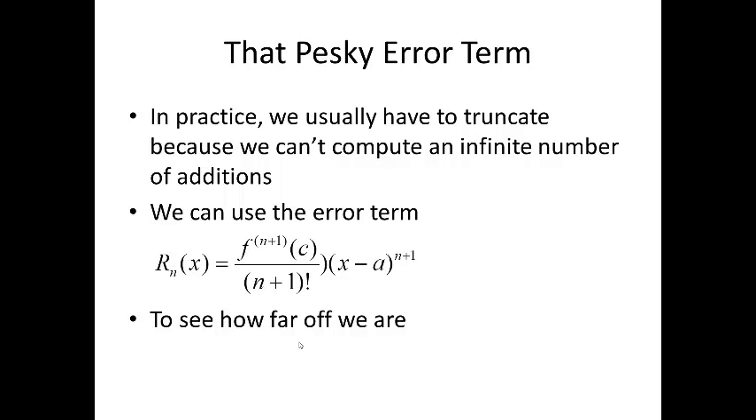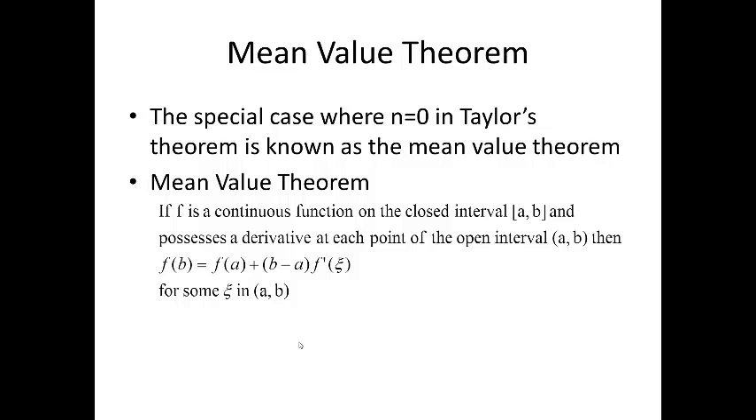This brings us to the mean value theorem, which again is probably something that you've forgotten from calculus. And the special case where n is equal to 0 in Taylor's theorem is known as the mean value theorem. By the way, the squiggly thing you see there is xi, because Greek letters help to make things more confusing. So let's take a look at the mean value theorem.